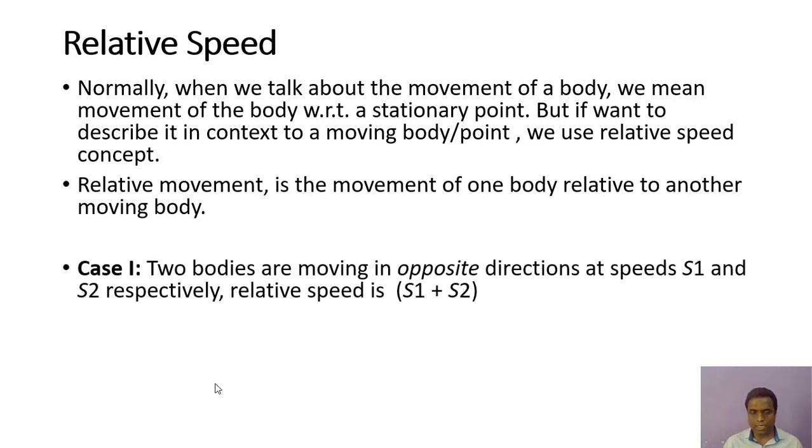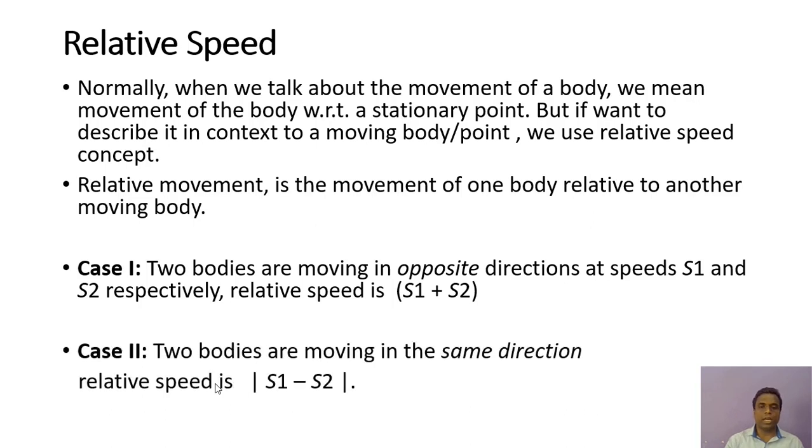Now see, as we considered the example of trains, suppose both trains are moving at different speeds s1 and s2. So their relative speed will be s1 plus s2 because they are moving in opposite directions. Suppose they are moving in the same direction. So what will be their relative speed? Mod s1 minus s2. Okay. This is to be understood. These are two cases of relative speed.